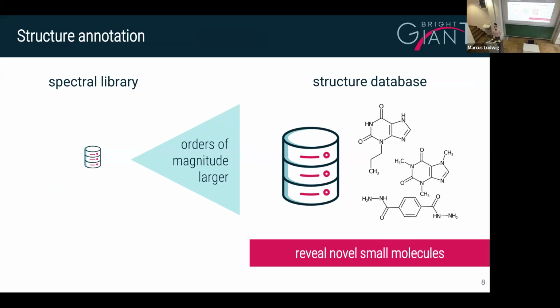So the point I'm trying to make really is this big advantage if you can search in a structure database compared to spectral libraries, because structure databases are just orders of magnitude larger compared to your spectral reference libraries. And they will always be, because we will never have millions of reference spectra out there, but we have structure databases with millions of structures in there.